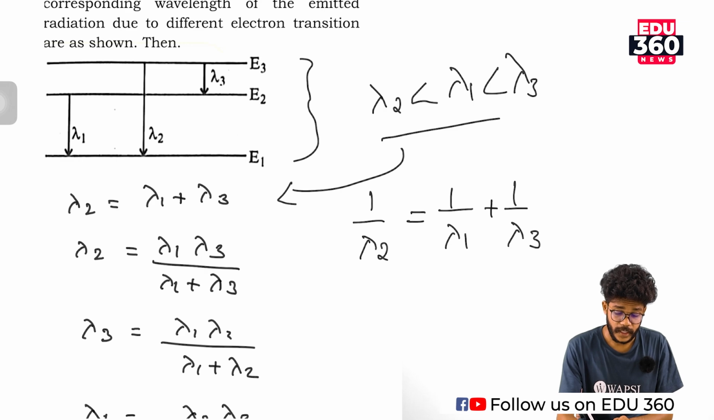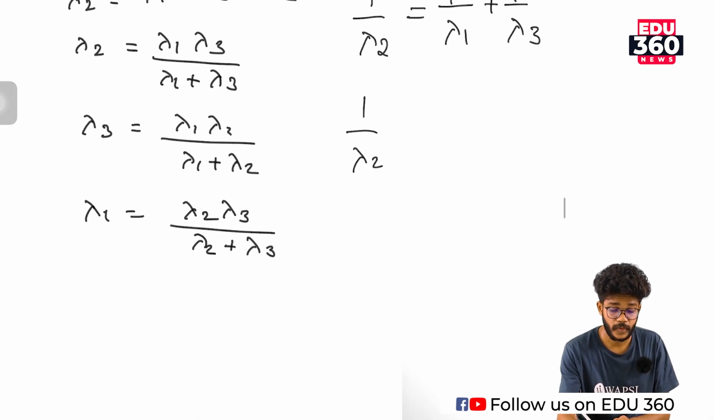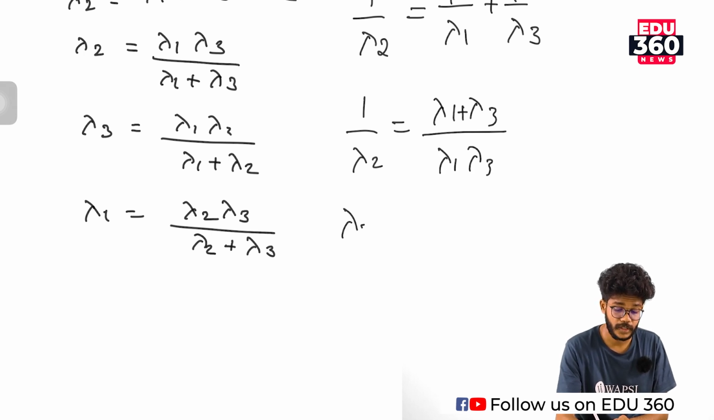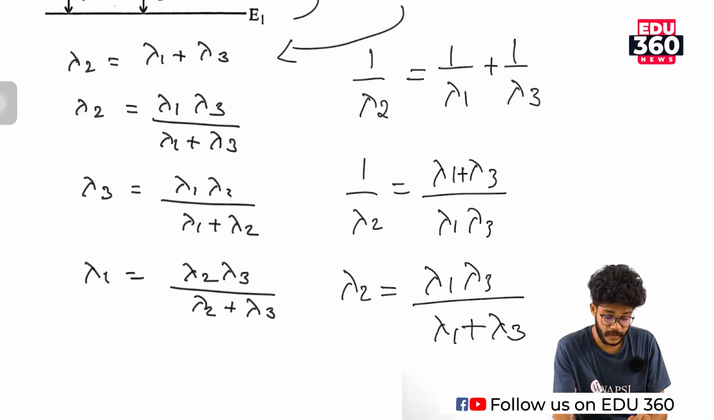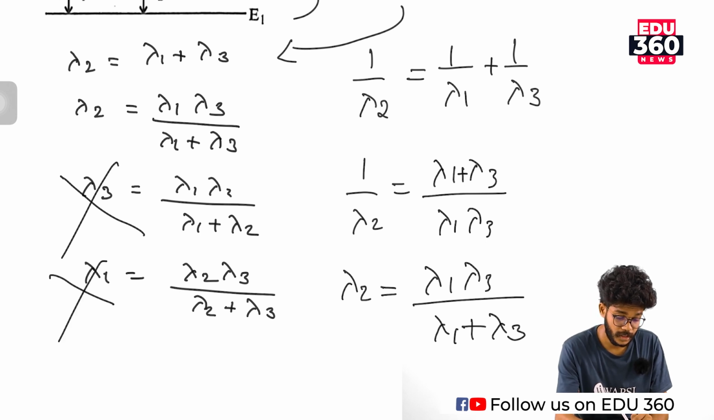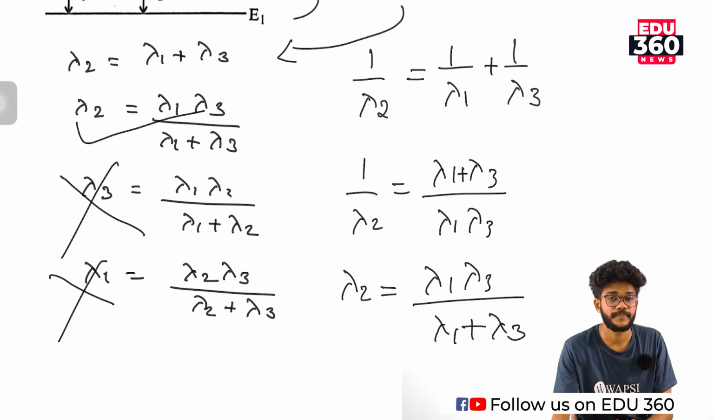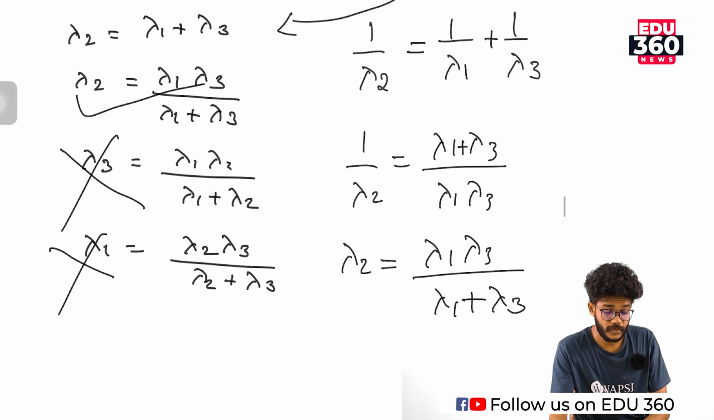So 1 by lambda 2 is equal to (lambda 1 plus lambda 3) by lambda 1 lambda 3. So lambda 2 is equal to lambda 1 lambda 3 by (lambda 1 plus lambda 3). So this equation is incorrect, and this equation is incorrect. This equation is the correct one. Okay, so we can move to the next question.